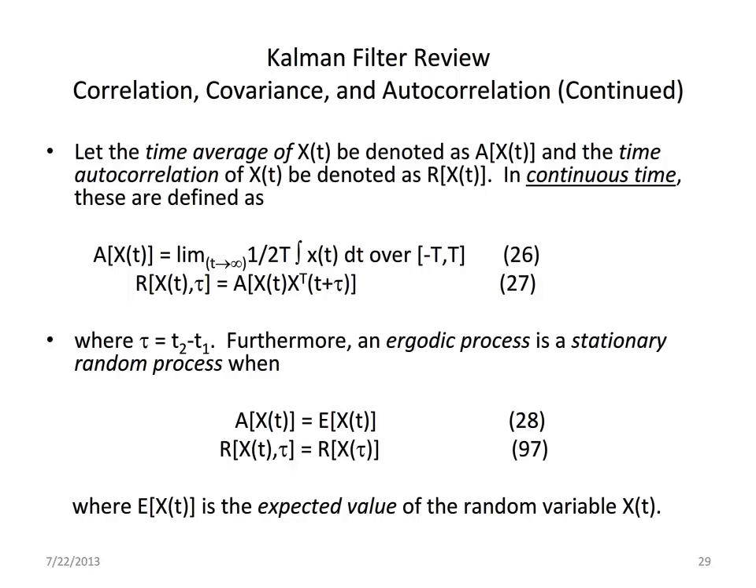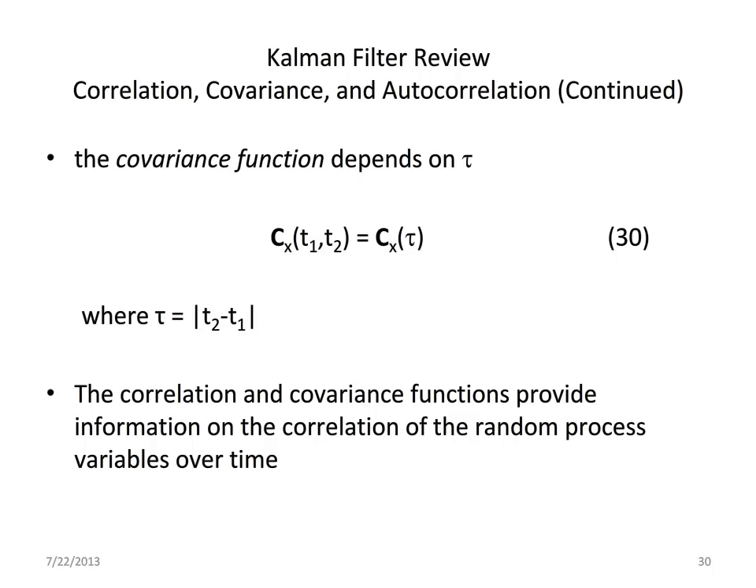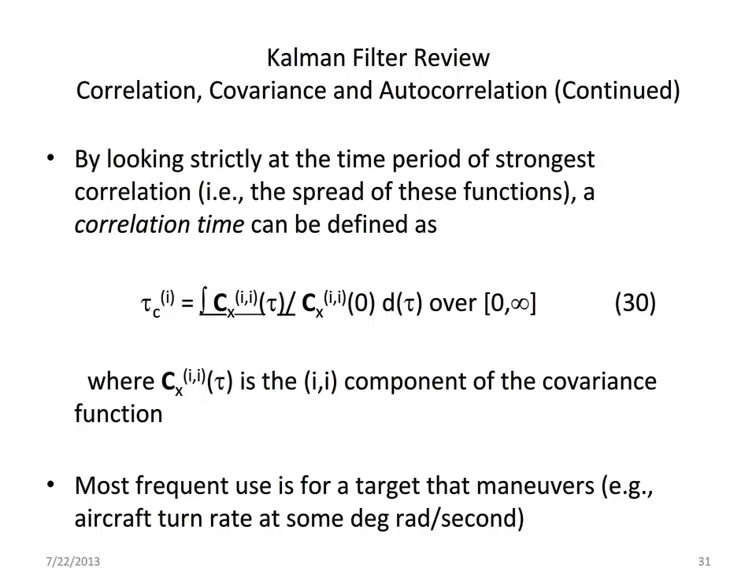Moving along, the time average of x at time t is denoted as that matrix we talked about, the A matrix, times the state x at time t, and the time autocorrelation of the state x of t, which we denoted as cap R at that state. Equations 26 and 27 define those in terms of continuous time, with equation 26 being the integral form. And again, tau is t2 minus t1, the difference in times.